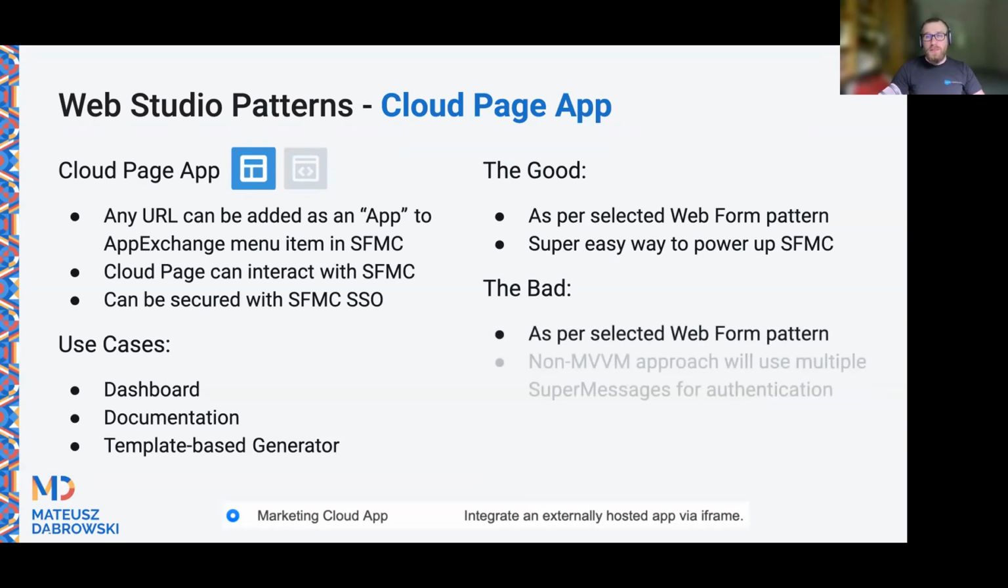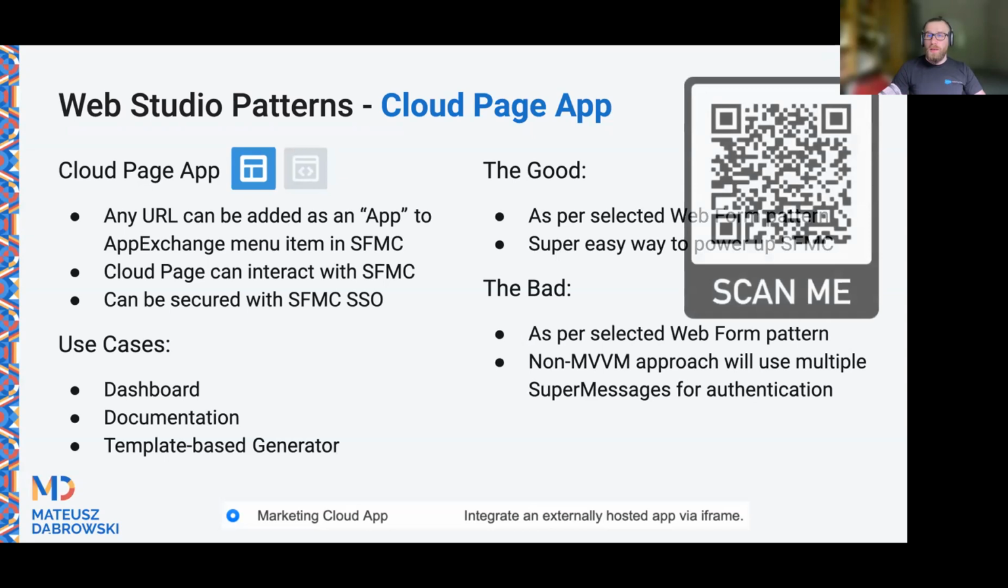But the bad parts, apart from the standard pattern problems, is that if you are using any other approach than the MVVM, it will use multiple Super Messages for the authentication. So in most cases, it is much better to use the MVVM approach, because then it will be just 1 Super Message per use of such a cloud page. And here is the link to my article on how to create a cloud page app from scratch, a step-by-step guide.